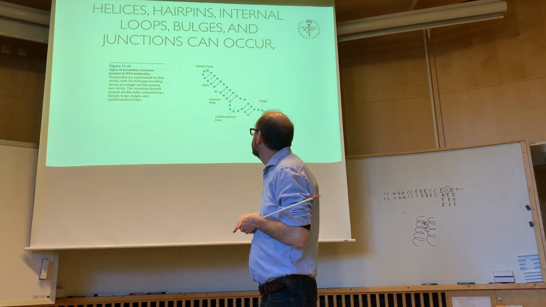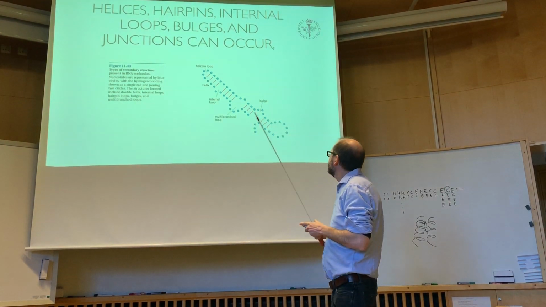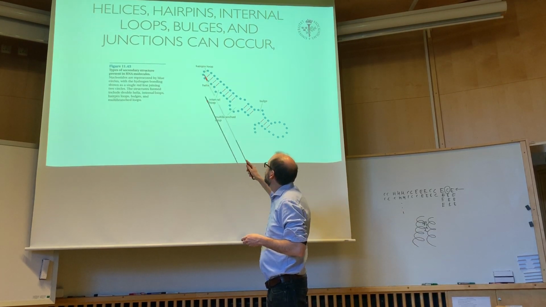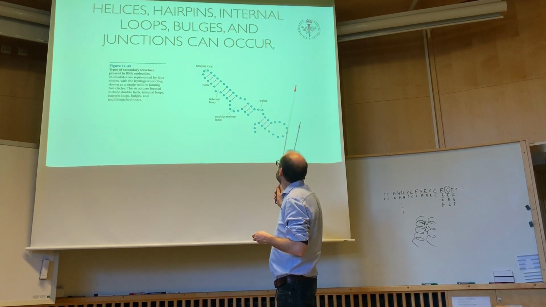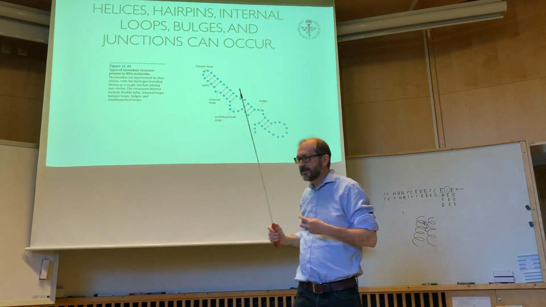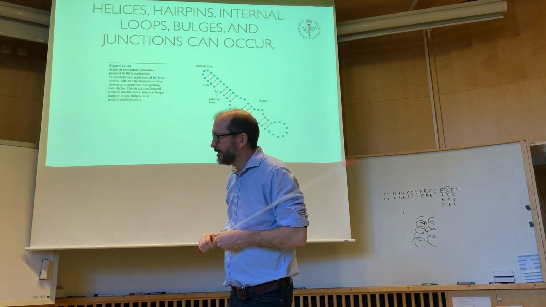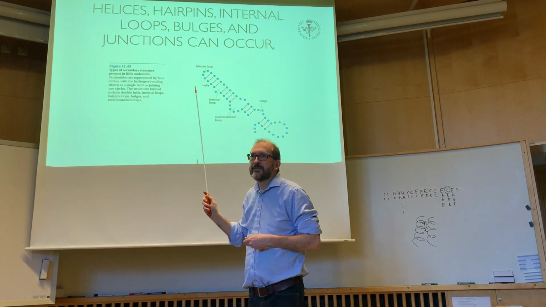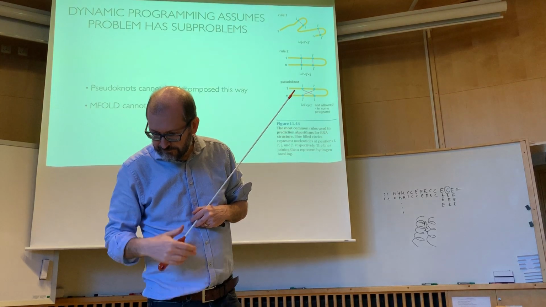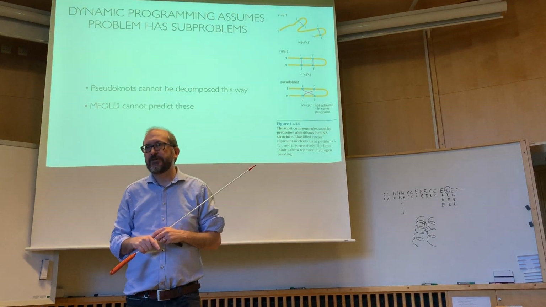Okay, so as we've already said, in RNA you can have helices, you can have these hairpin loops, you can have internal loops or bulges, you can have multi-way junctions, etc. So there's lots of things happening, we're mostly going to be focusing on how to predict these helices. And so mfold assumes dynamic programming.